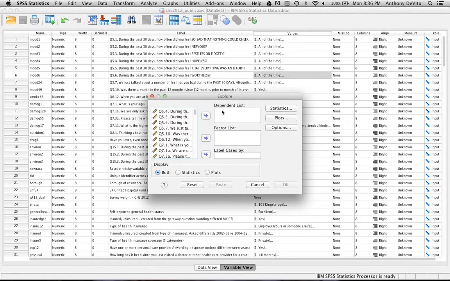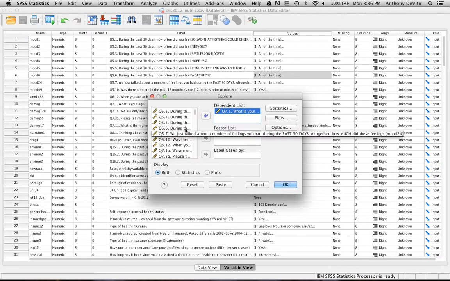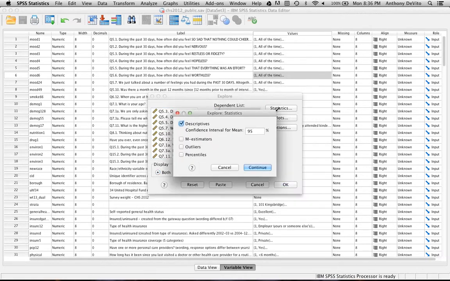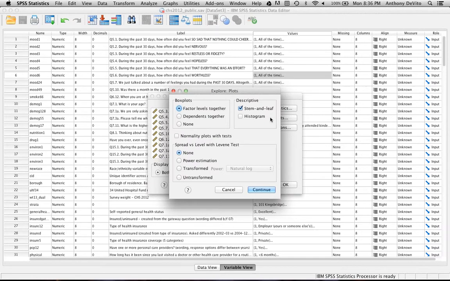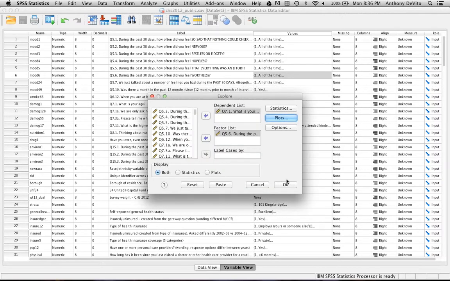Okay, so the numerical variable was age, which was question 7.1. I think that was age, right? Well, okay, what is your age? And the factor list was 5.6. How often did you feel worthless? And that was the categorical variable, right? Okay, so now I'm going to tell it to give me the descriptive statistics for that. I'm also going to tell it to plot. Oh, it's going to plot stem and leaf. I'm going to tell it to plot histograms also, and I'm going to say okay.